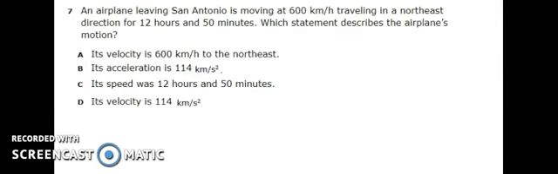Number 7, an airplane leaving San Antonio is moving at 600 kilometers per hour, traveling in a northeast direction for 12 hours and 50 minutes. Which statement describes the airplane's motion? A, its velocity is 600 kilometers per hour to the northeast. B, its acceleration is 114 kilometers per second squared. C, its speed was 12 hours and 50 minutes. Or D, its velocity is 114 kilometers per second squared.